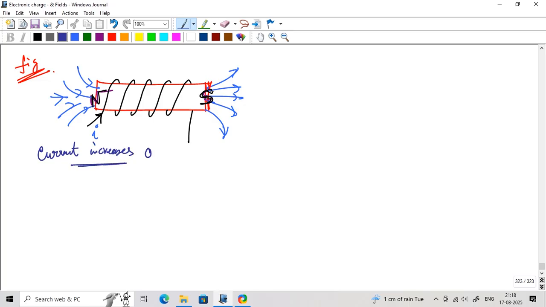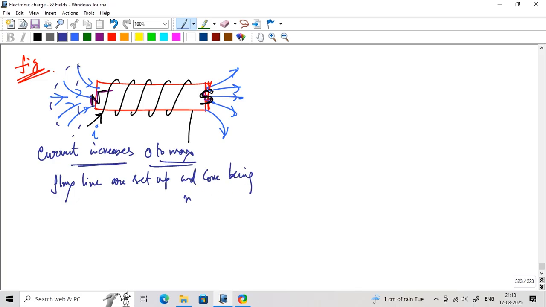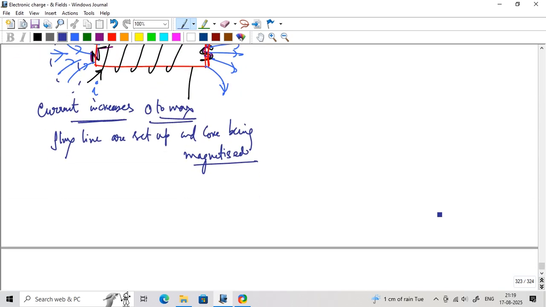If the current increases from 0 to max value, the flux lines are also set up. These are the flux lines, and so the core is being magnetized. So flux lines are set up and the core is being magnetized. So now the diagram looks like this.